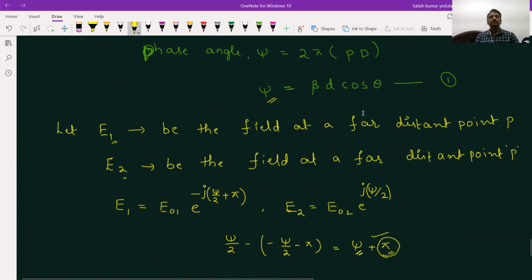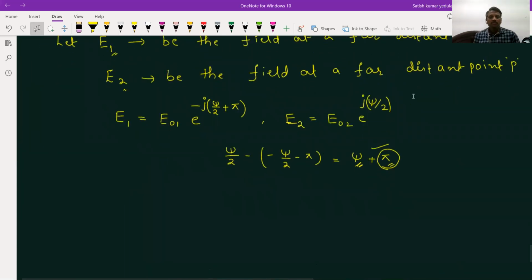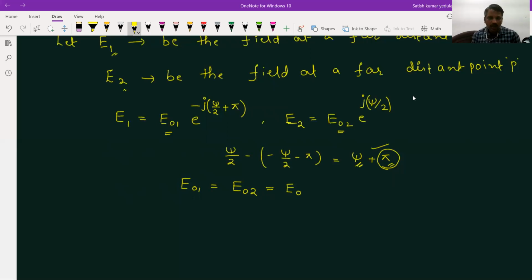So once you get that, you will try to find out what is E naught 1 and what is E naught 2. From the title, what we also know is that the amplitudes of the currents are the same. Then the amplitudes of the fields will also be the same. E naught 1 is equal to E naught 2 is equal to E naught, and you can split this as E1 is equal to, in place of E naught 1, you write E naught into e power minus j psi by 2 into e power minus j pi. I'm just splitting, I'm not doing anything different.